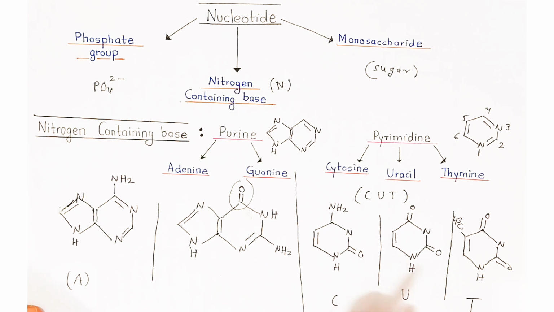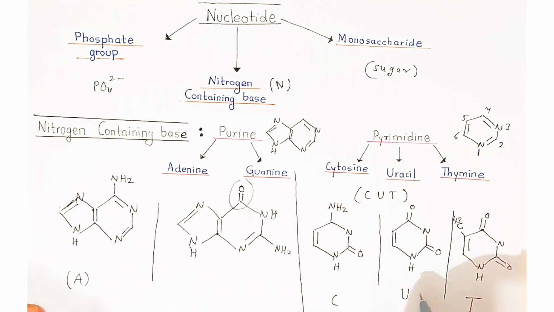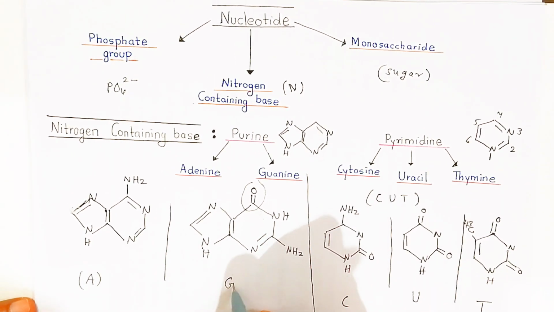So this way I have explained the structures, students. This way you can identify which structure is cytosine, which one is uracil, and which one is thymine. Understanding, students? If you practice, you can learn the structures.